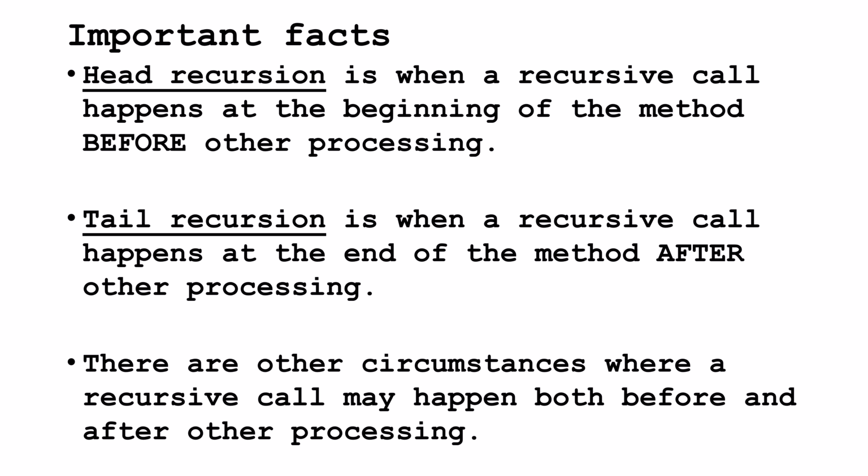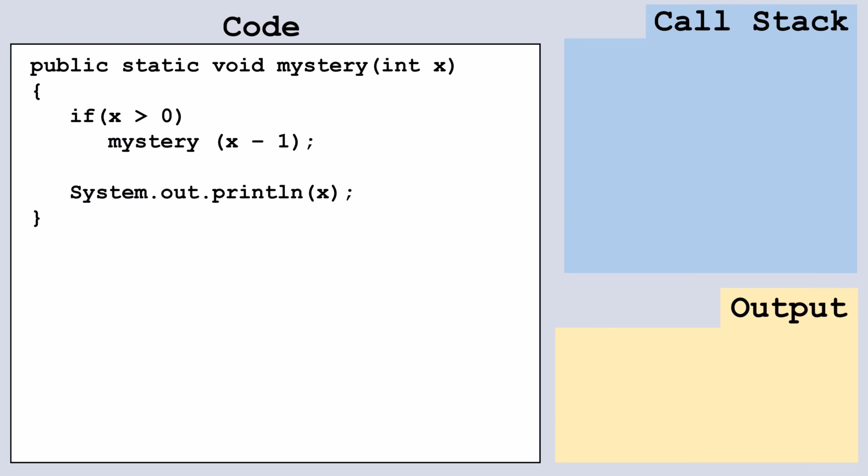There are other circumstances where other processing may happen both before and after a recursive call. Our code samples are written in Java, but these concepts can be applied to other programming languages like JavaScript, Python, or C++. Let's start with head recursion.